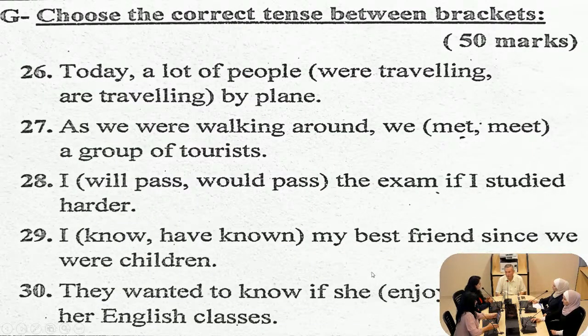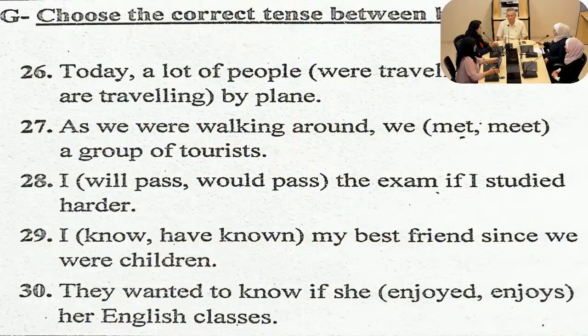This is the exam paper. Now, after finishing with the tenses, this is an example of the exam paper and how tenses are going to be written or given in the exam. I hope we have mentioned something about these issues. Yes, these are the tenses. Now examples of the tenses. Today, a lot of people were traveling or are traveling by plane.